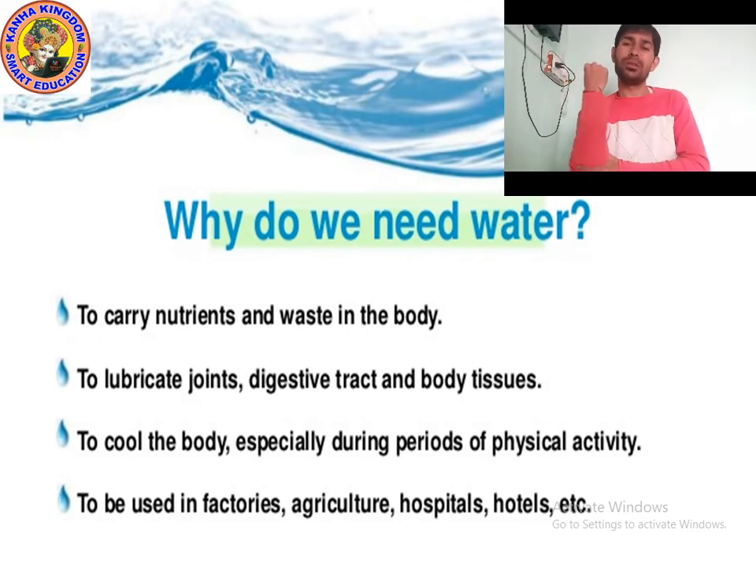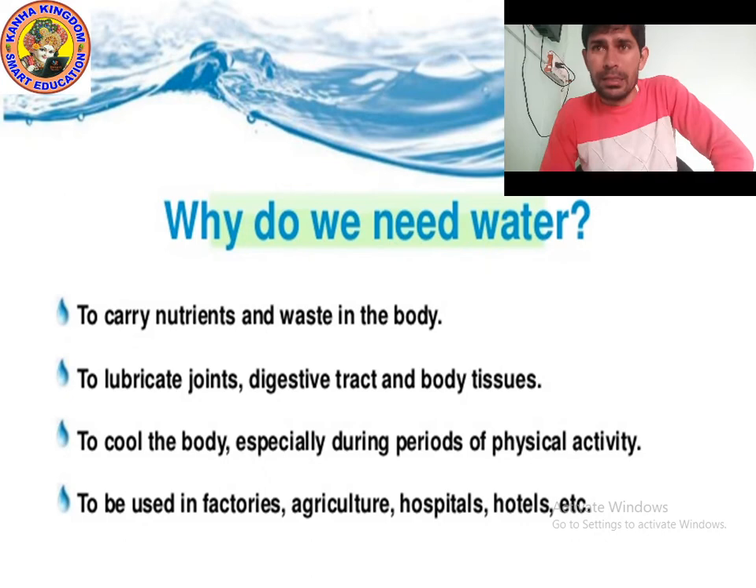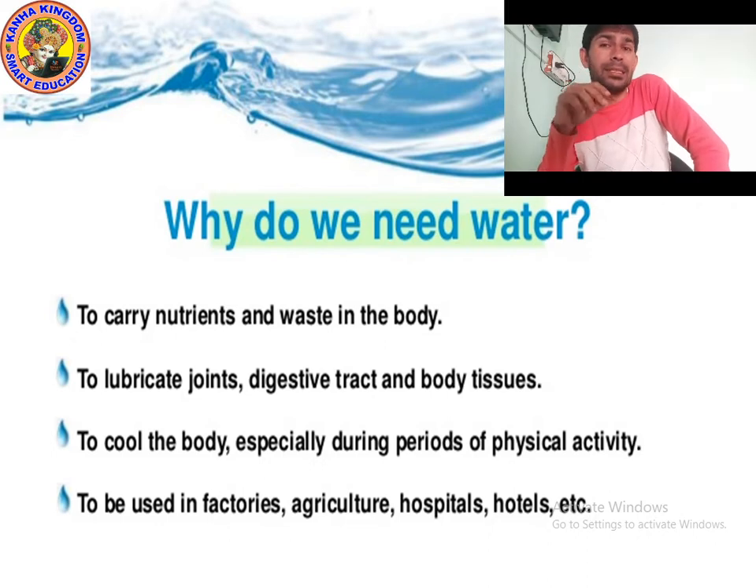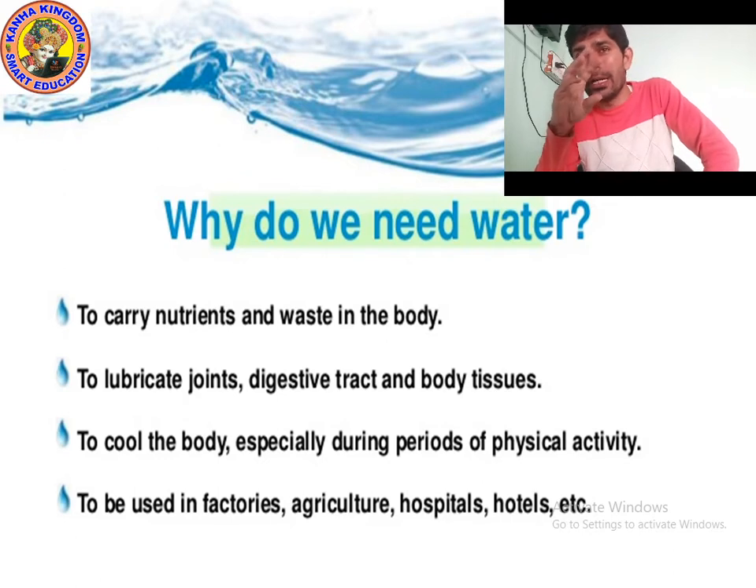If water is not available in our body, our bones will slowly be destroyed. Yes. So it lubricates the joints, it makes them liquefied. Yes, it makes them soft. Water helps to make the joints soft. And it also lubricates the digestive tract. Digestive tract means food pipe, intestine, these.